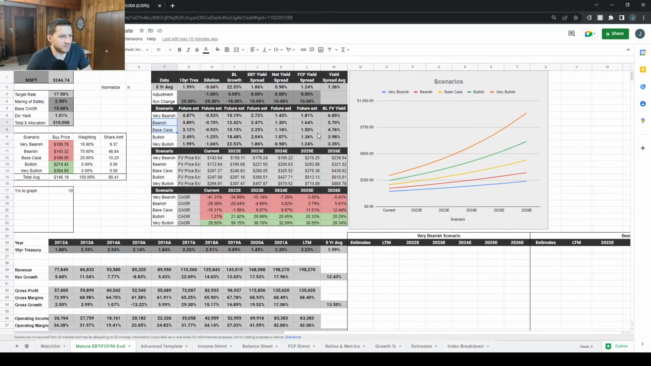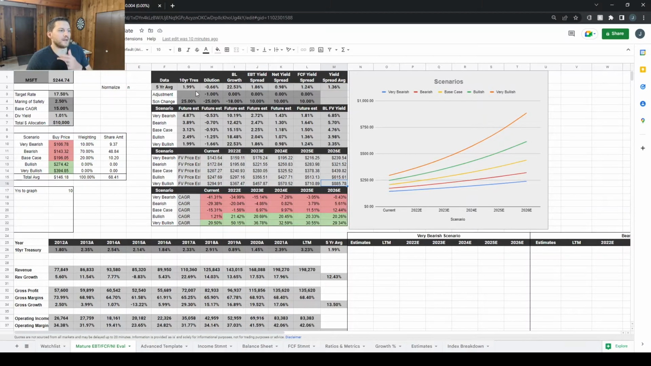So with all of these assumptions, we can see the price targets over the next 5 years: the very bearish scenario is 239, the bearish scenario is 321, the base case is 439, the bullish case is 615, and the very bullish case is 885.